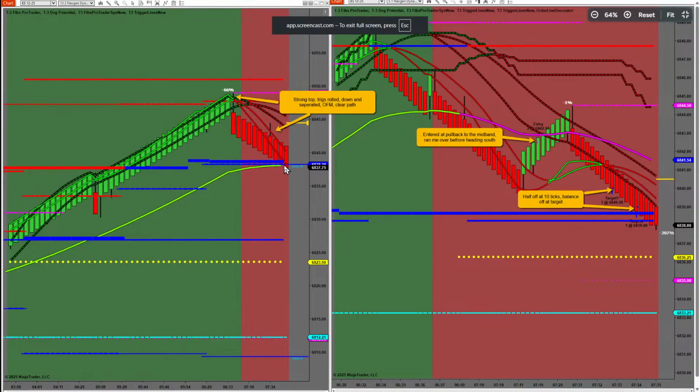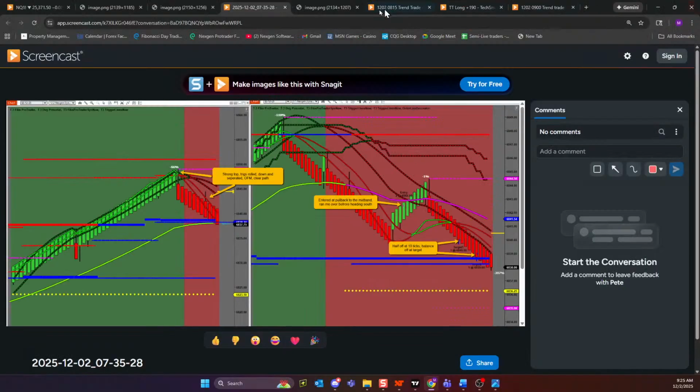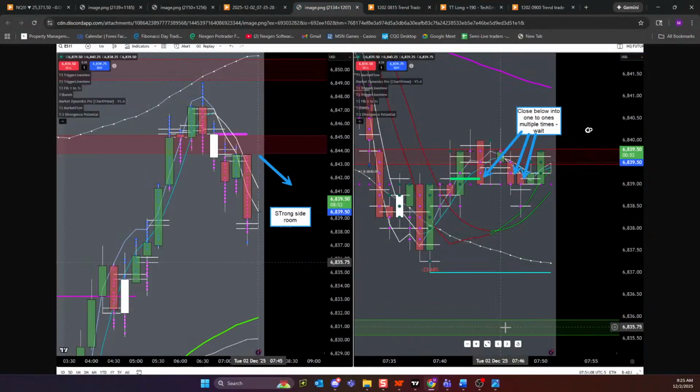With all this momentum, it goes directly to Fibonacci. You're going to see that more often than you don't. What a great trade, Pete.